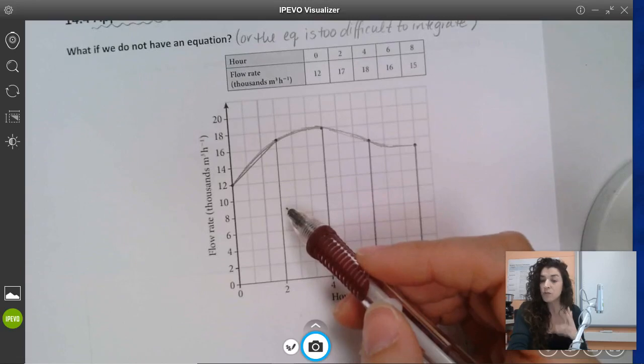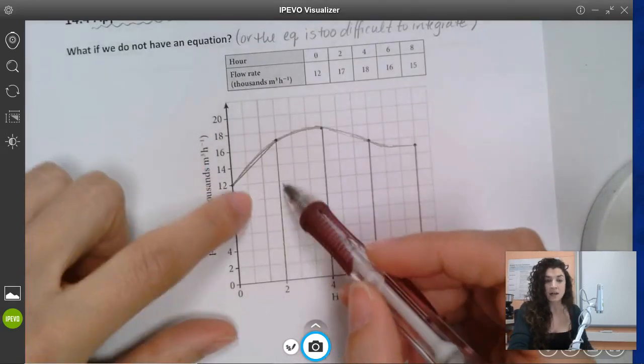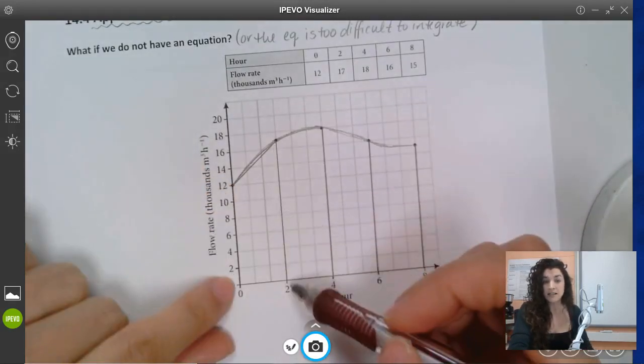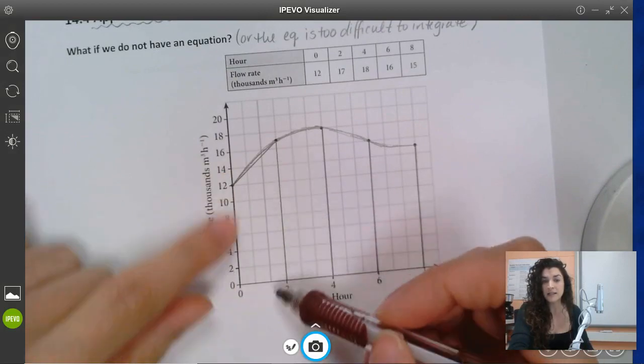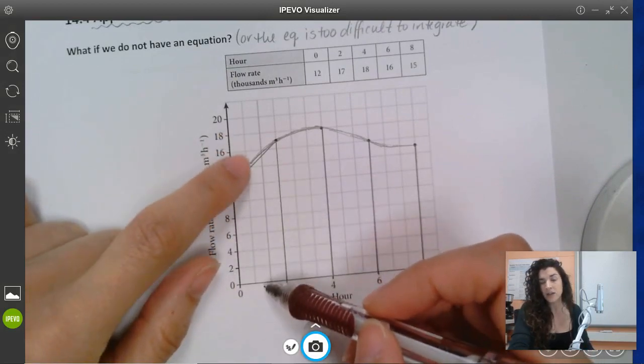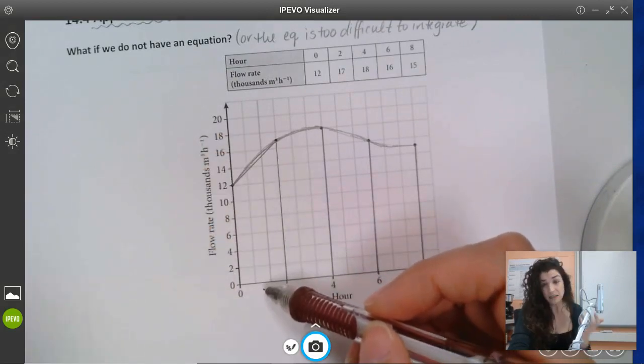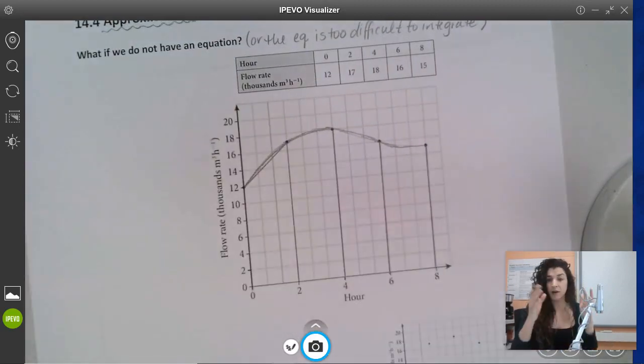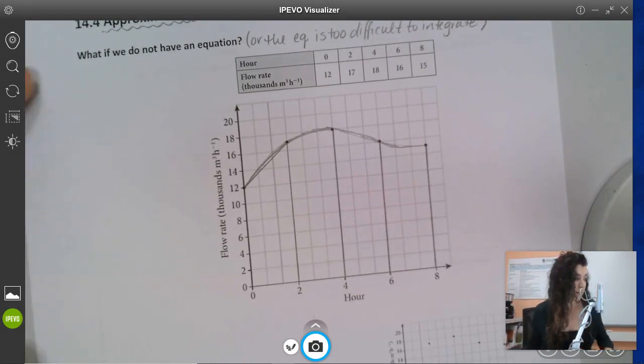Trapezoids have two parallel sides. The other sides, so for instance, the heights here are your two parallel sides. And then the other lengths, it doesn't matter if they're parallel. It doesn't matter if they're skewed. It doesn't matter if they're going in the same direction, right? No matter what, it's a trapezoid.